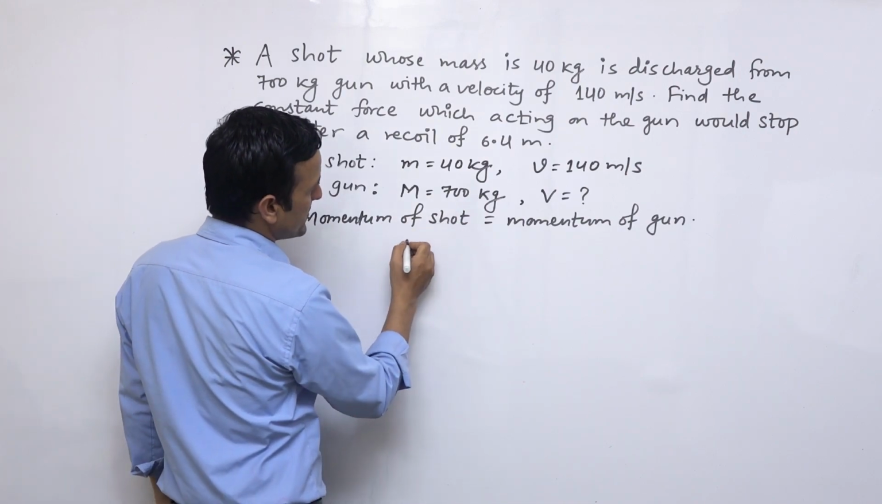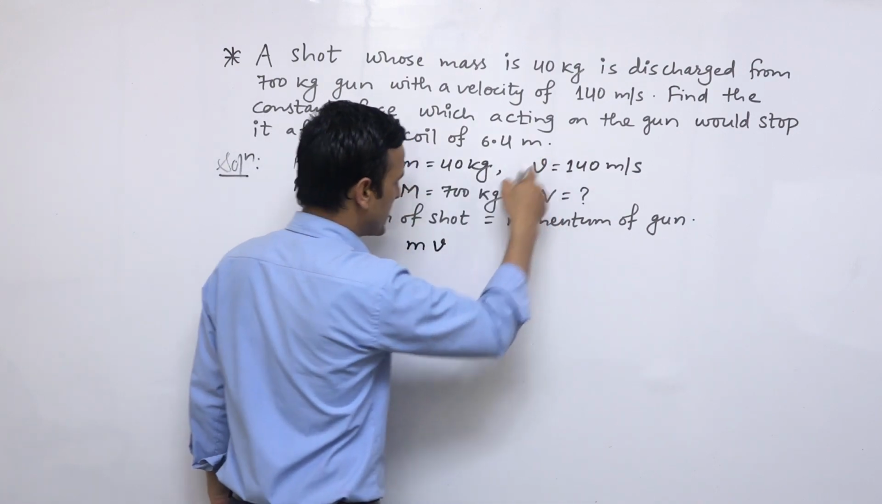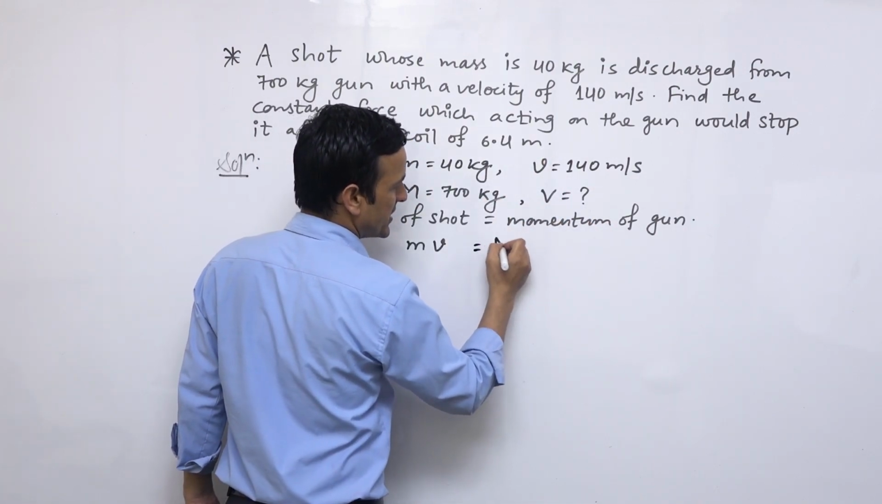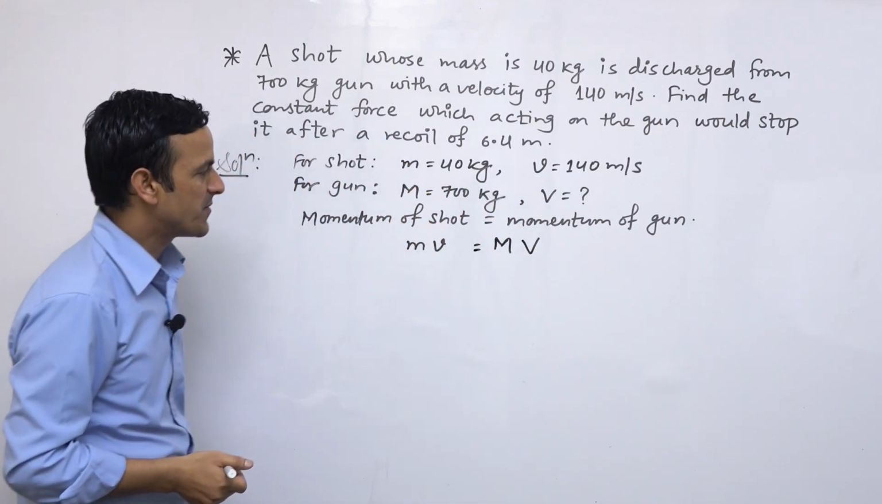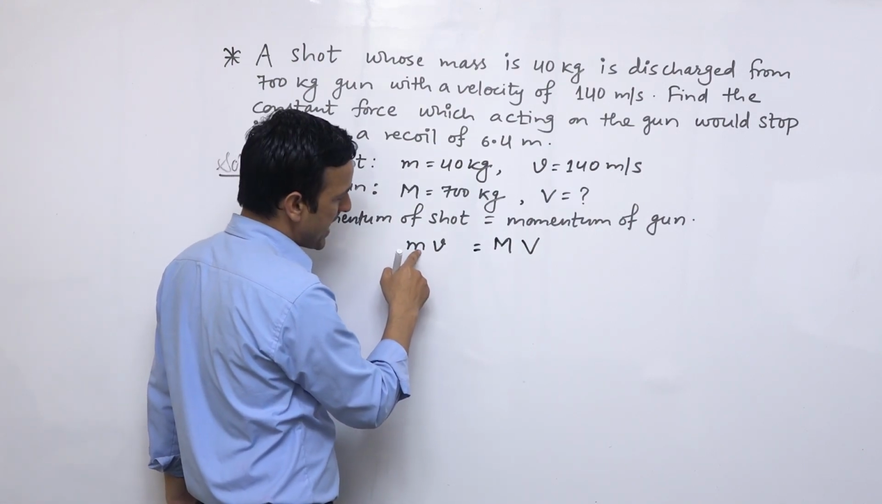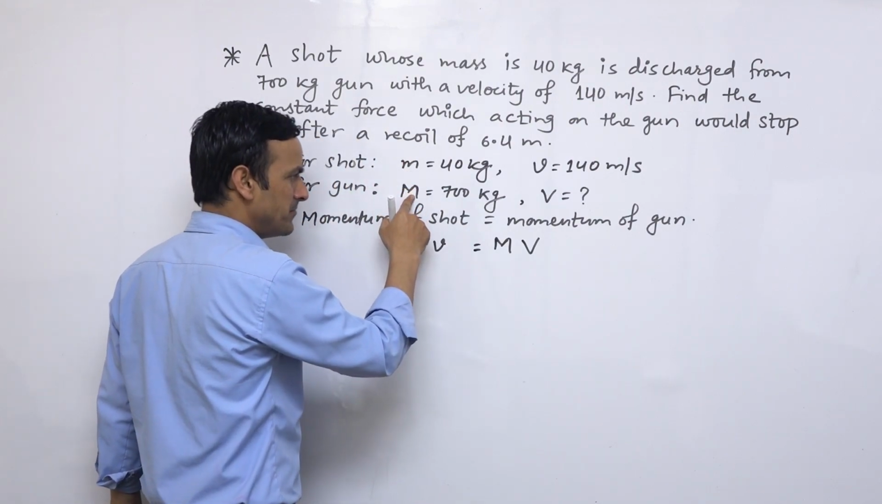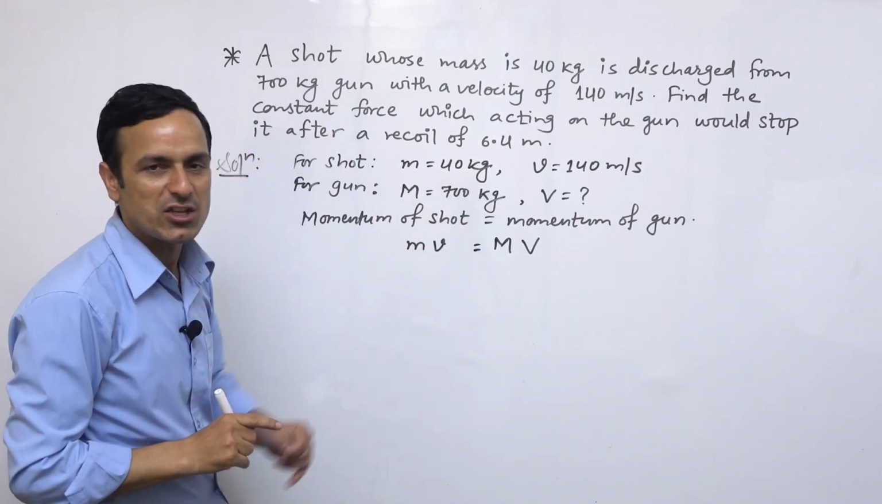So momentum of shot means mass into velocity. Shot को लागि mass into velocity, m into b, र gun को लागि mass into velocity is here capital M times capital B. So this one is the formula for momentum. So for momentum we should write mass into velocity. Now use small m, capital M, small b, capital B. So the different notations are used.